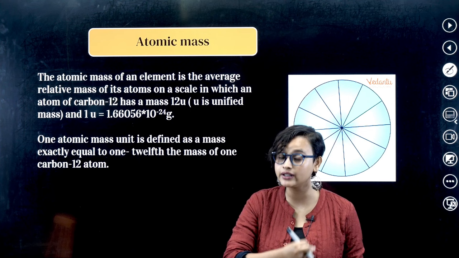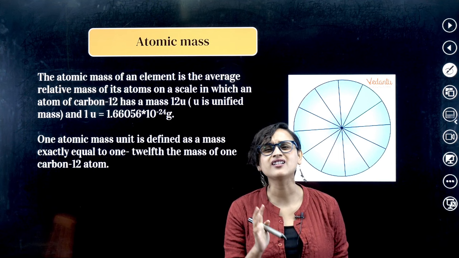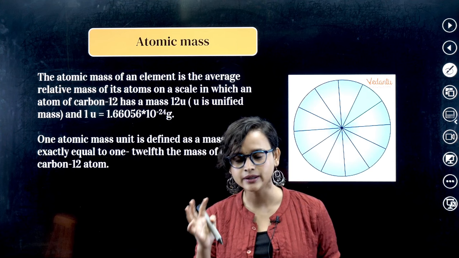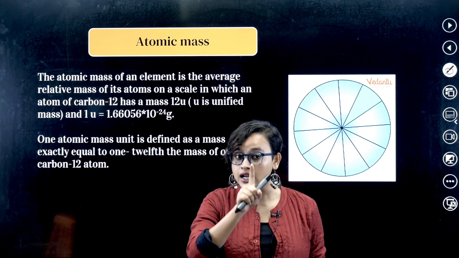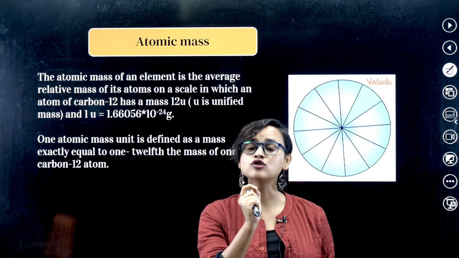Dalton gave the first atomic theory, and then we come to atomic mass. What really is atomic mass? Now, atomic mass had different scales. We had an oxygen scale, a hydrogen scale, and then a carbon scale. The carbon scale actually fits us the best. Why? Because there is an isotope which has a mass exactly equal to 12.